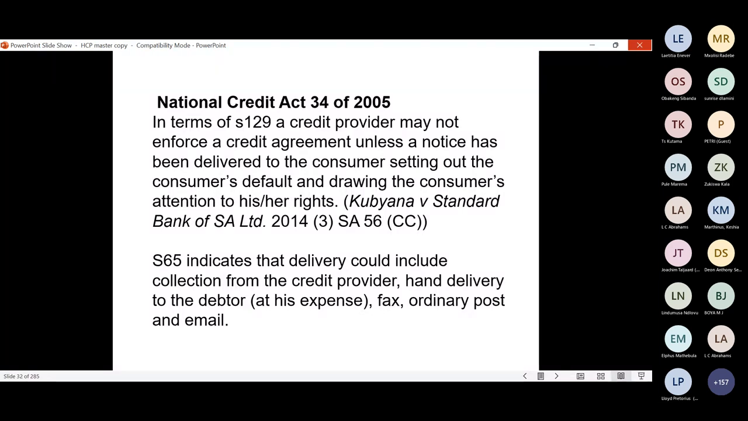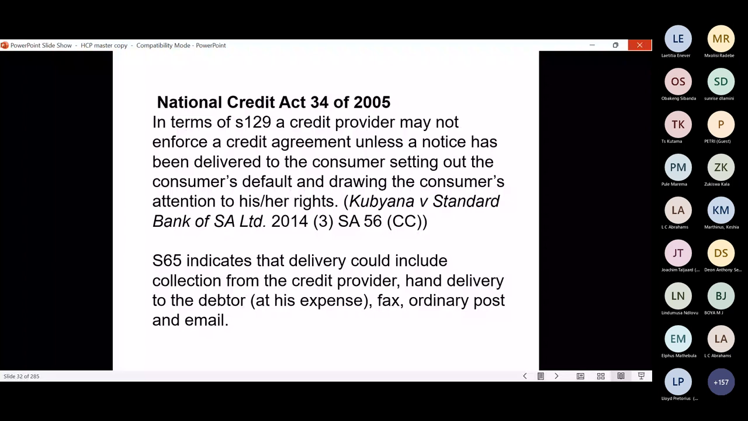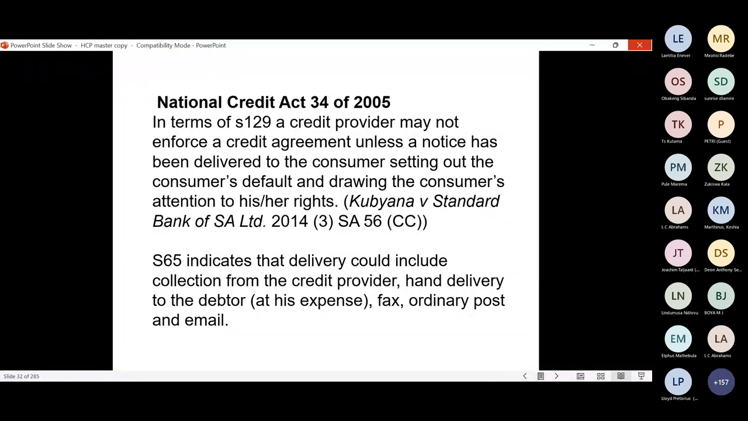So you must first send them this letter, this notice, before you issue summons. If you didn't send this notice and you issue summons, then the cause of action is incomplete and that is a premature summons. Then they can raise a special plea to that.